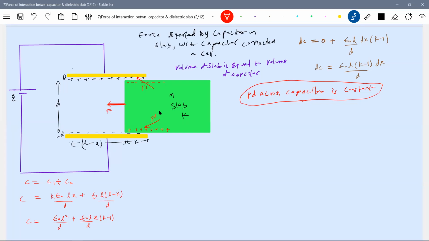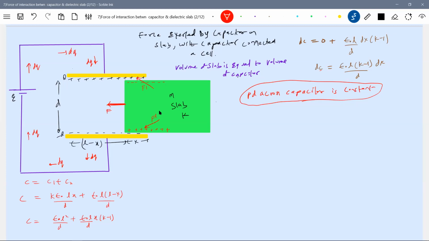Now, if capacitance increases, because as the slab moves capacitance will increase, then what should happen? The charge should increase. Tell me, who is going to supply this charge? The cell. So some charge starts moving from here. That charge I'll write as dq. The dq charge from here will move, because charge should be conserved.